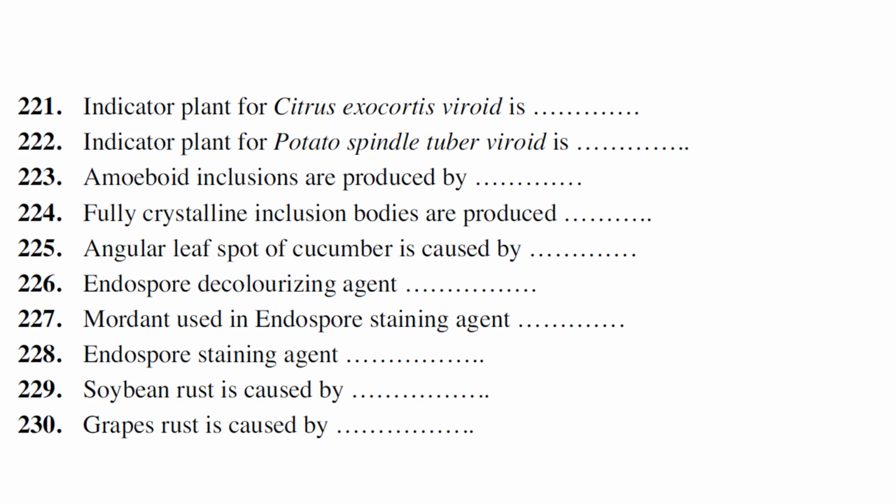So citrus exocortis indicator is trifoliate orange. So this indicator plant is important, trifoliate orange. So potato spindle tuber viroid indicator plant is generally tomato, which can be recommended.